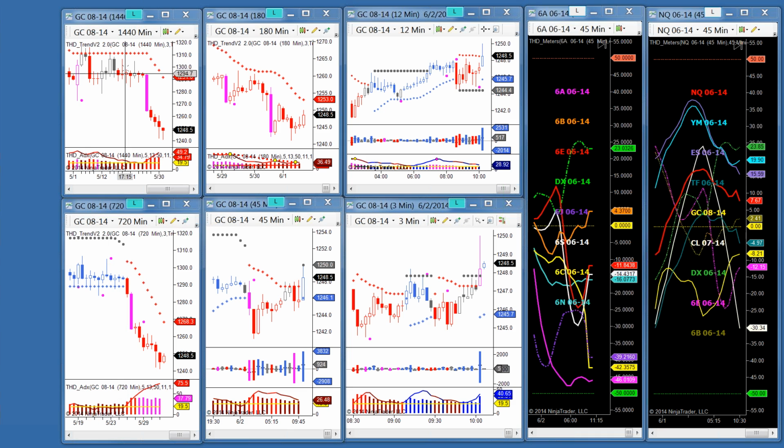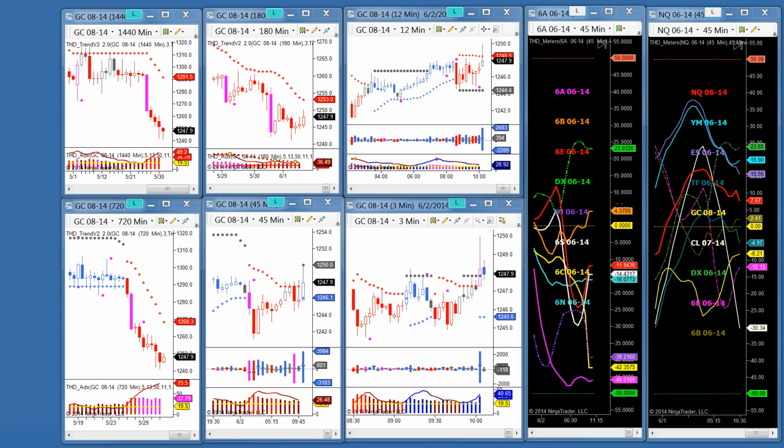Okay, so you can see that right now I have a 1440, a 720, a 180, a 45, 12, and a 3-minute. These are just my typical time frames that I trade on any market. Over to the right of that, I have a meter window that only has currencies in it. And then I have a meter window that has the indices and a couple of the currencies. So this one I set up for everybody this weekend. If you want it, you just email me. If you have the indicators, I'll send it to you.